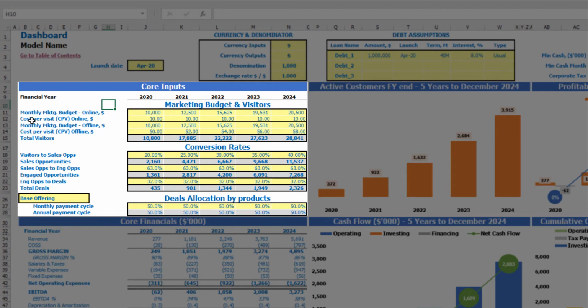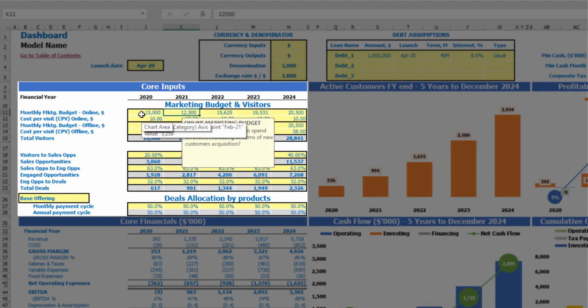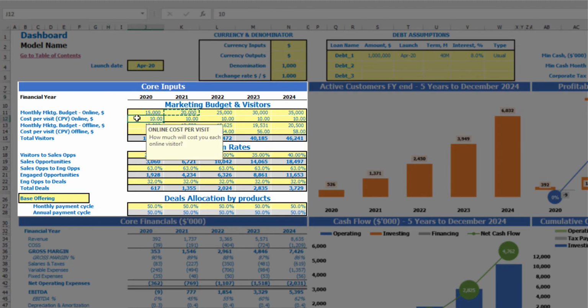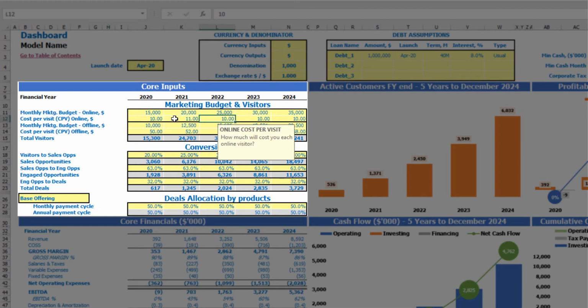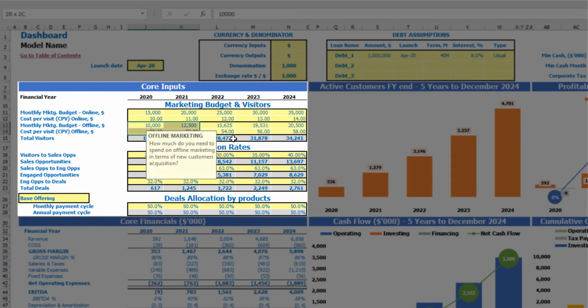So let's start from the online business. Let's say you are going to spend monthly $15,000 in 2020 and it will grow by $5,000 year over year. Then you should input cost per visit. Let's say it will be $10, then 11, 12, 13 and 14. In the same way, you can input the marketing assumptions for offline business.